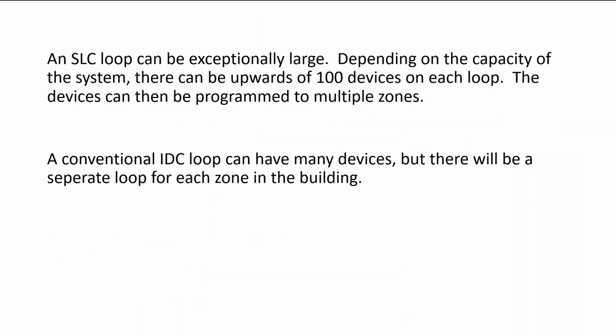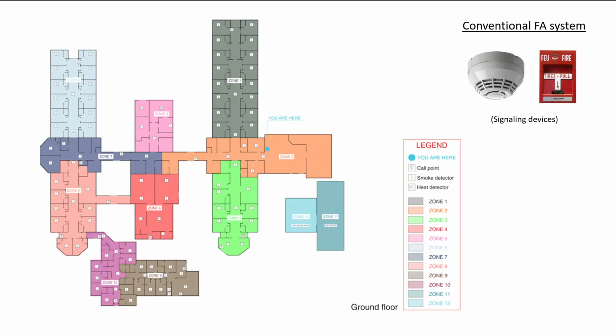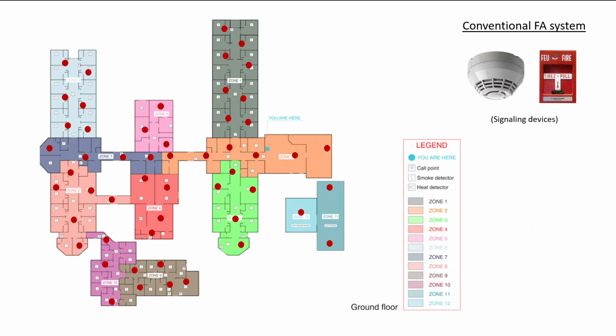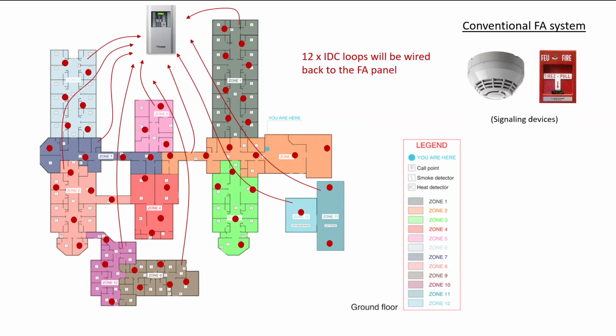An SLC loop can be exceptionally large. Depending on the capacity of the system, there can be upwards of 100 devices on each loop. The devices can then be programmed into multiple zones. A conventional IDC loop can have many devices, but there will be a separate loop for each zone in the building. So for this conventional one, we've got 12 zones, which means for the IDC, I've got 12 different pipes that have to come back for all of my individual IDC loops.